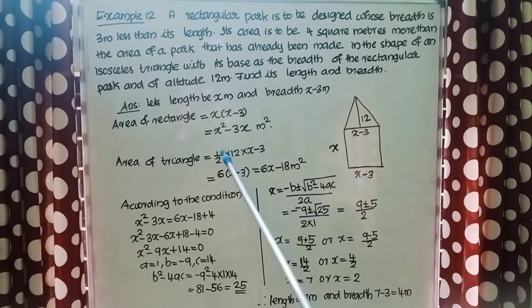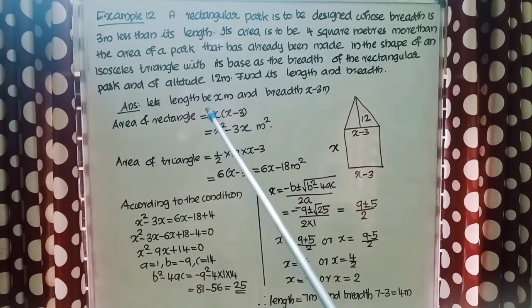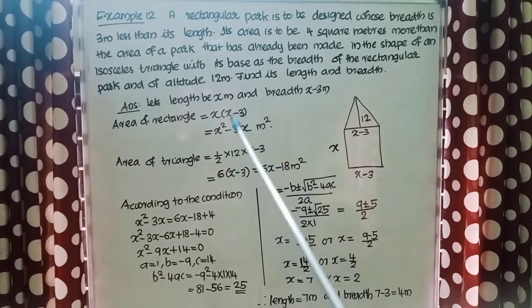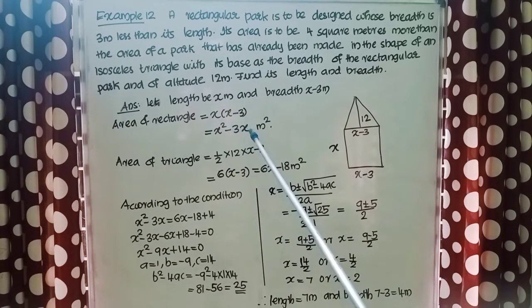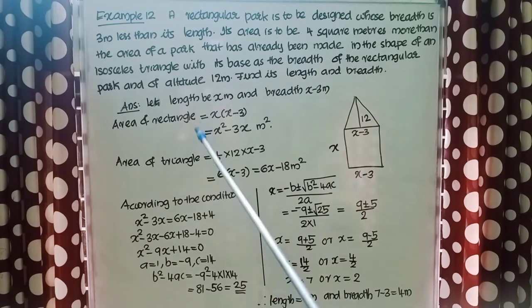So let us find the area of rectangle and triangle first. Area of rectangle equal to length into breadth. That is equal to x into x minus 3, that is equal to x square minus 3x meter square. Area of triangle is half into base into height. That is equal to half into 12 into x minus 3. 12 and 2 we can cancel. We get 6 into x minus 3, that is equal to 6x minus 18 meter square.